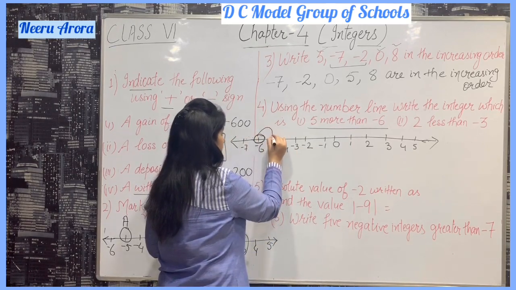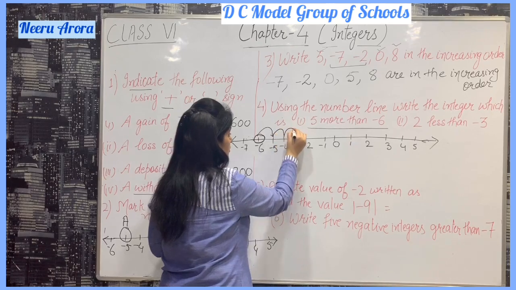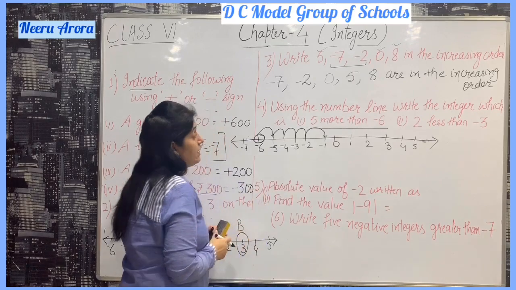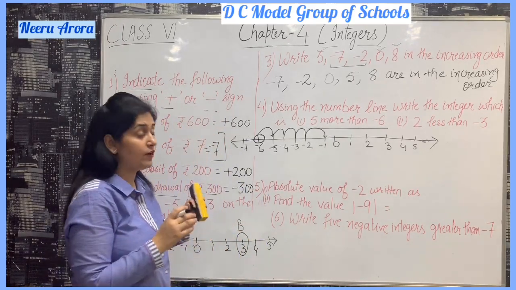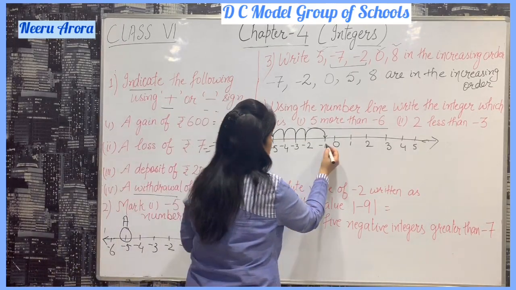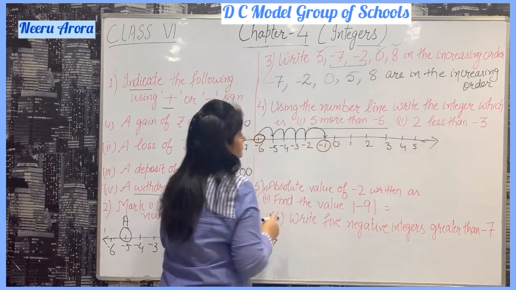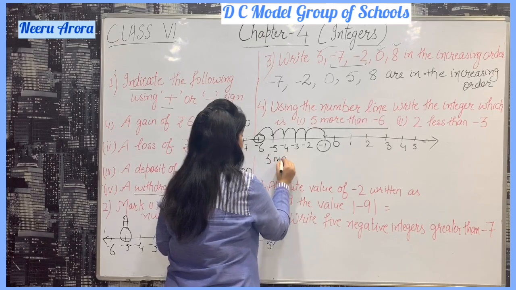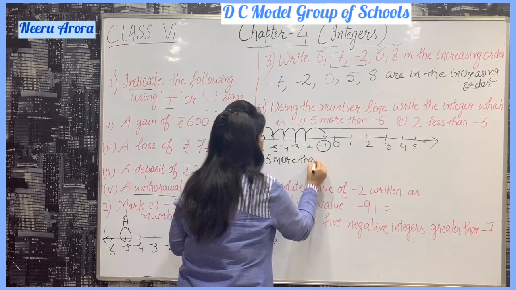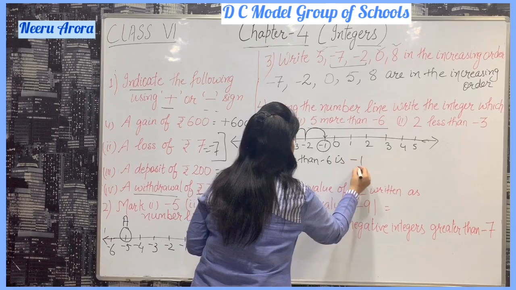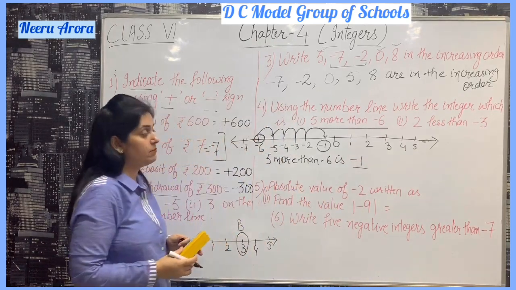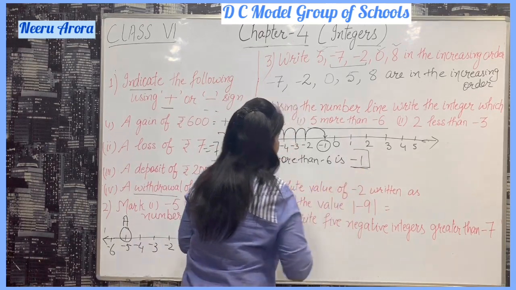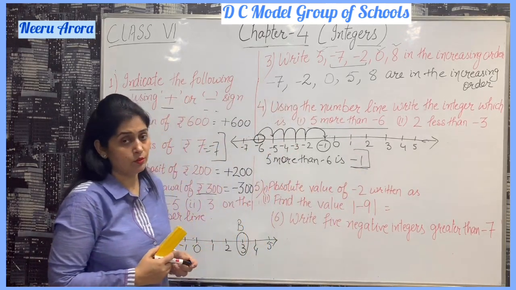So see, 1, 2, 3, 4, 5. 5 more than minus 6 means 5 steps more than minus 6. What comes? Minus 1. So 5 more than minus 6 is minus 1. We will do the rules also in the next video.